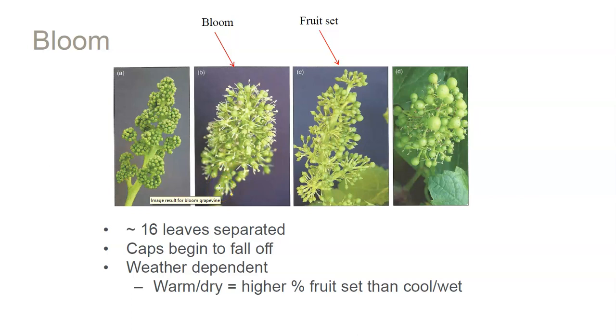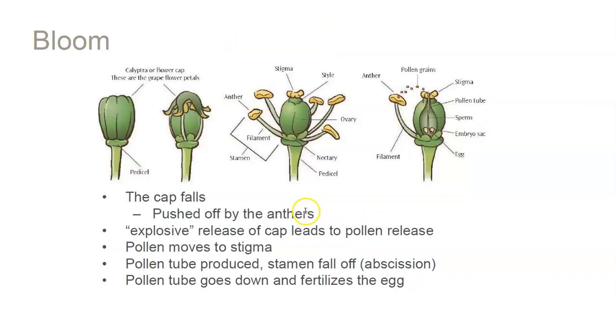All right, so bloom roughly occurs around 12 to 17 leaves separated. The caps fall off. So remember, a grapevine has caps. These are the petals. They open upside down. That's the petal of a flower. They open upside down, and the flower pollinates itself, and we get fruit set. Generally, when the weather is warm and dry, but the vines aren't in water stress, that's when we have our highest fruit set. If it's cool and wet during flowering, then we have problems with fruit set.